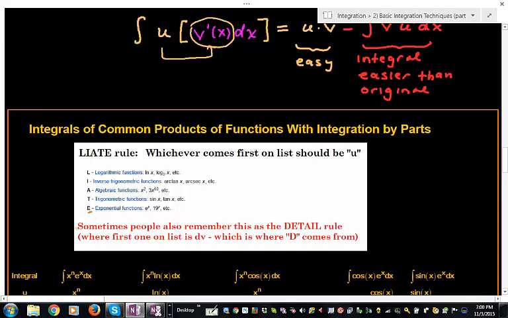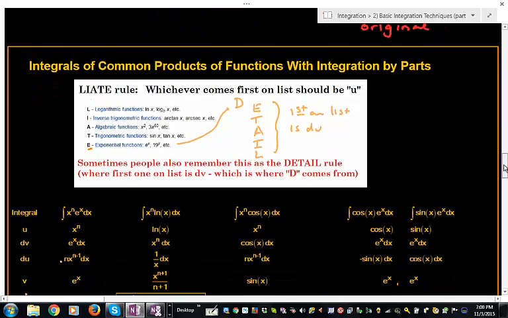The way I remember it is I remember it in reverse. I start off with exponentials, then trigs, then algebraic, then inverse trigs, then log, and I add a capital D here. And I call it the DETAIL rule. And basically it says whatever function comes first on this list is dv. I find this a little easier to remember because DETAIL is an easier to remember acronym than LIATE. Let's see how this works. I'm going to go ahead and apply the DETAIL rule here.